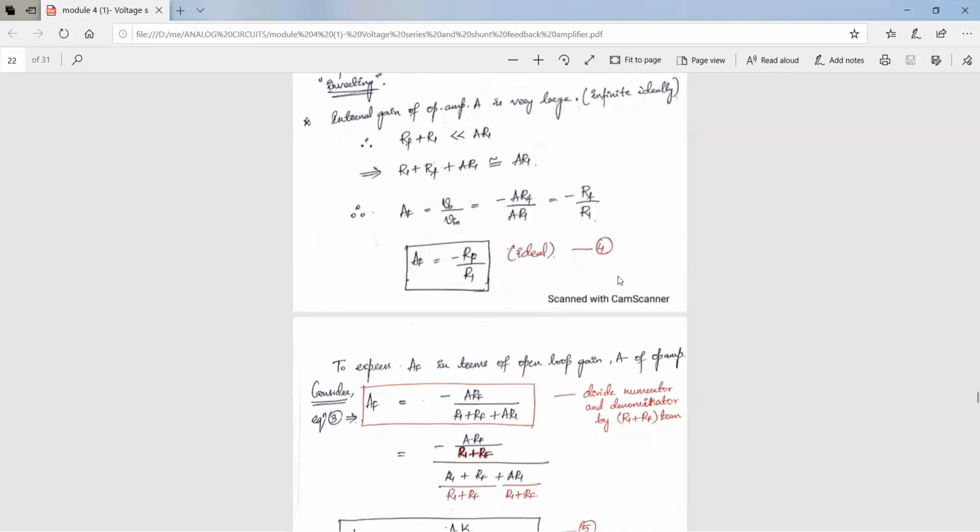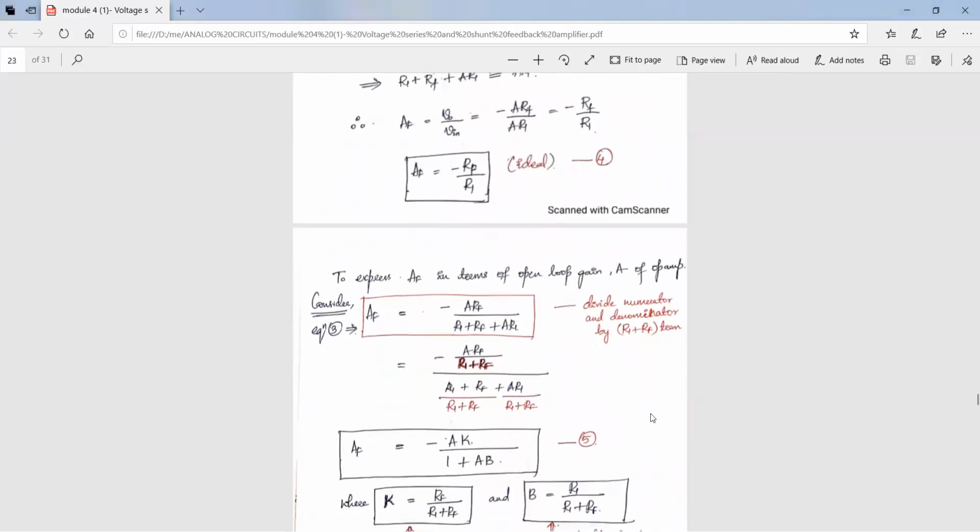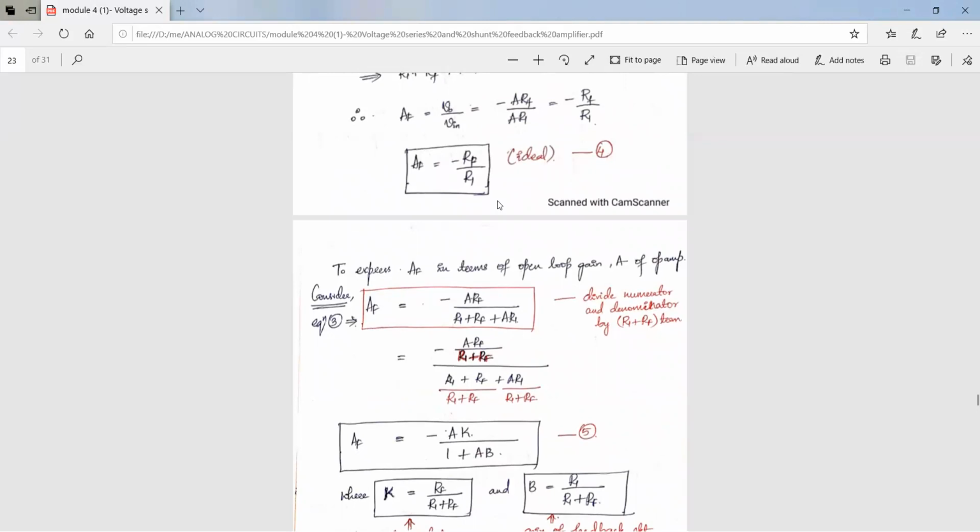and I name this as equation 4. So now here I need to express AF in terms of the open loop gain A, as we did for non-inverting amplifier. The same we'll do for inverting amplifier as well. What did we do there? We divided both numerator and denominator by the term R1 plus RF. So here also I'll divide both numerator and denominator by R1 plus RF.